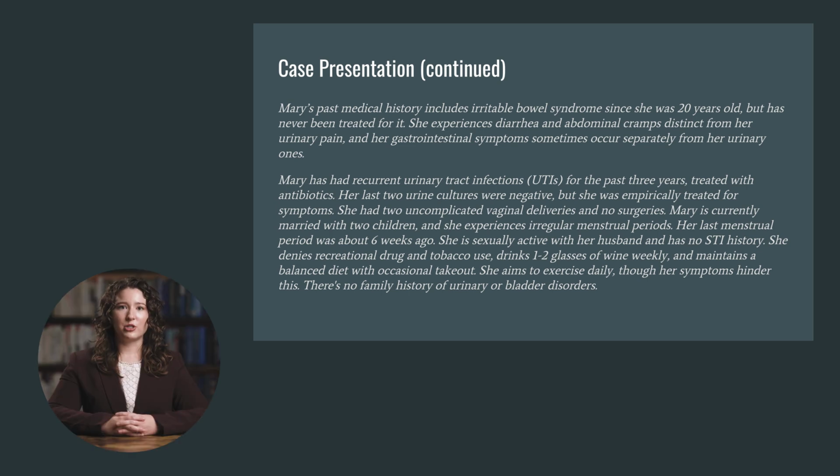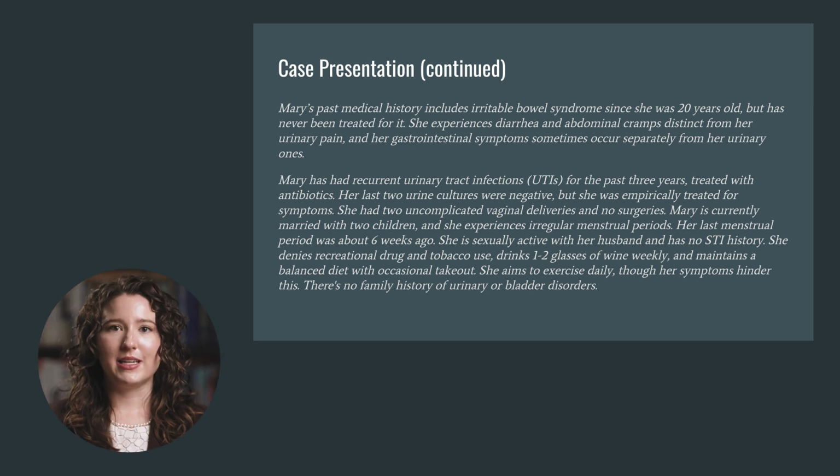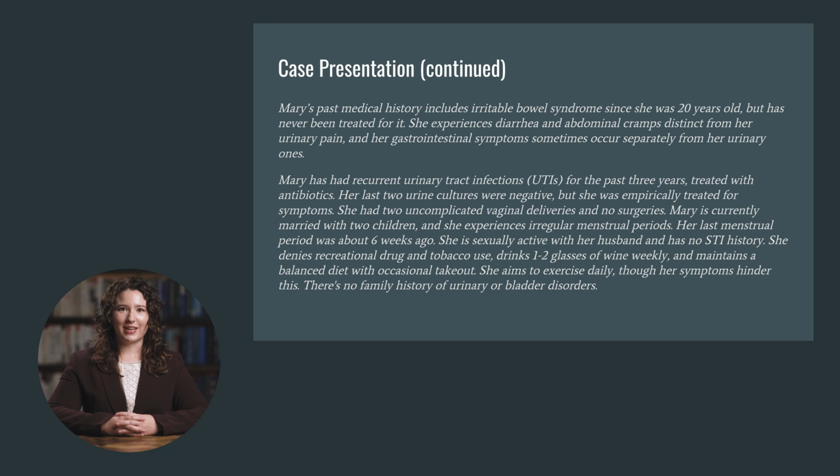She denies recreational drug and tobacco use, drinks 1 to 2 glasses of wine weekly, and maintains a balanced diet with occasional takeout. She aims to exercise daily, though her symptoms hinder this. There's no family history of urinary or bladder disorders. The first step in diagnosis is to define, characterize, and record the patient's baseline symptoms to determine the consistency with the criteria of interstitial cystitis.